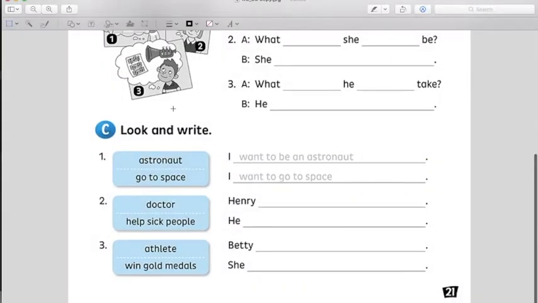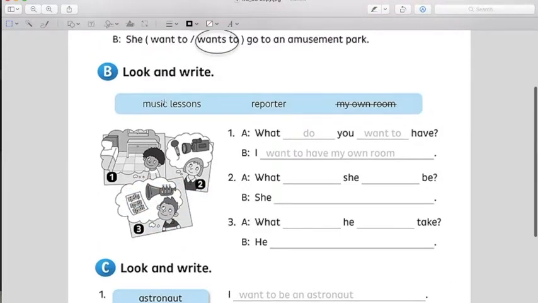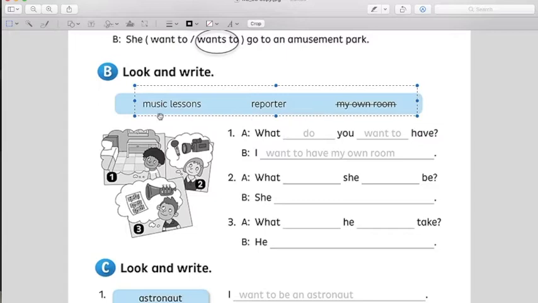So letter B, we're going to be on letter B, look and write. We have 3 words here: music lessons, reporter, my own room. So we have number 1 completed.